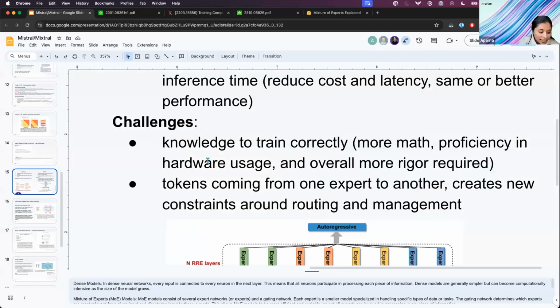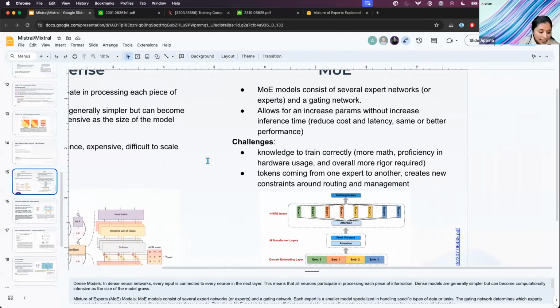so tokens coming from the inputs, right? There's basically a gating network. And the gating network decides essentially which experts to route it to.